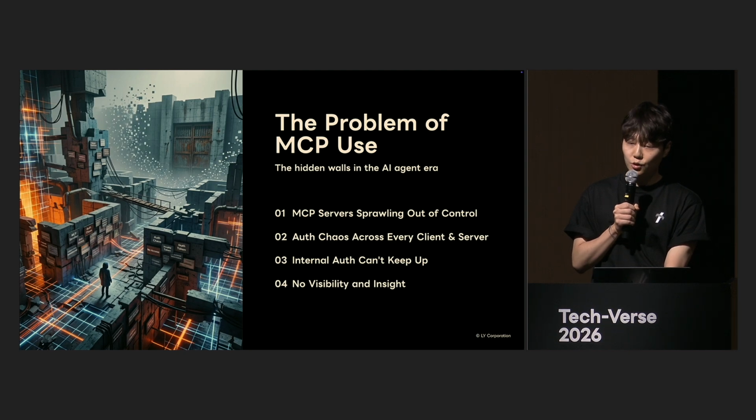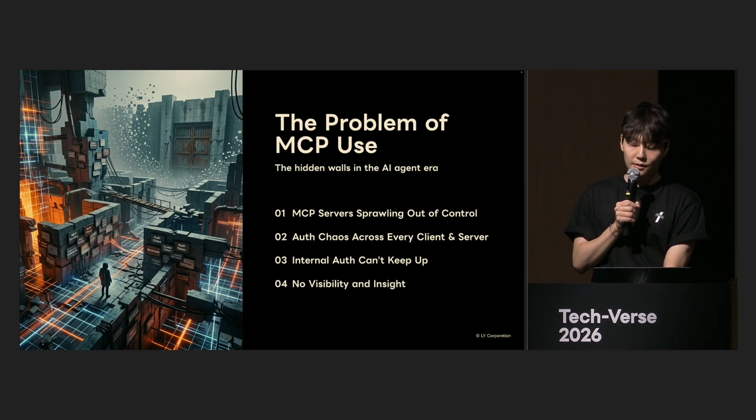There were 4 issues we encountered while using MCP server internally. First, MCP server spread everywhere without control. Since each team created and used their own, no one knew what was running where. Secondly, the authentication methods were all different. Although MCP is powerful in context propagation, without proper access control, it can be a double-edged sword. However, having each team write authentication-related code directly was too costly.